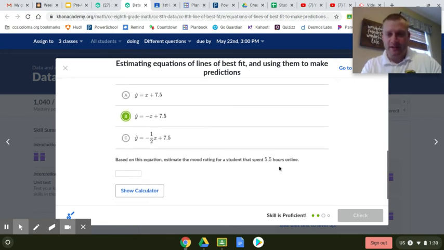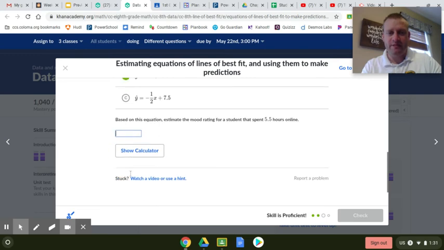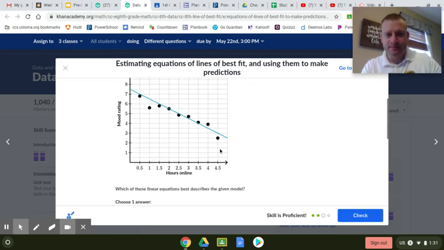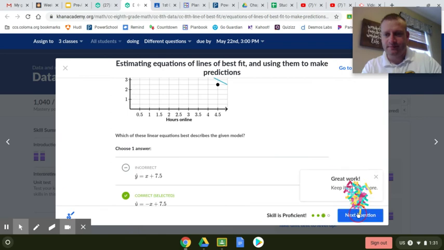So now I substitute that 5.5 in. -5.5 plus 7.5 is what I'd want to do on a calculator. That's pretty easy mental math to me. It would be 2. And then real quick, just kind of checking up above, 5.5 is a little off the graph, but it makes sense. It should be something below 3.